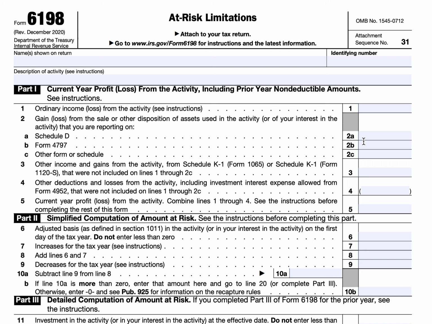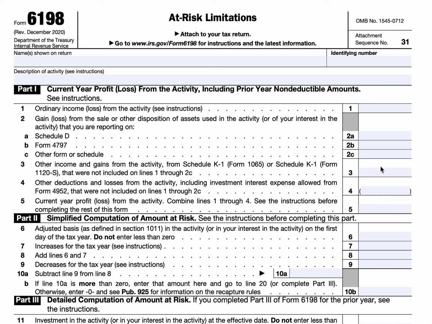So for taxpayers other than partners or shareholders, you would include your current year Schedule D, Form 4797, and other forms and schedules, and any prior year losses that you could not previously deduct because of the at-risk rules. For partners and S corporation shareholders, you would include your current year gains and losses and then prior year losses attributable to the activity. So the same points, just different forms and schedules depending on the type of taxpayer.